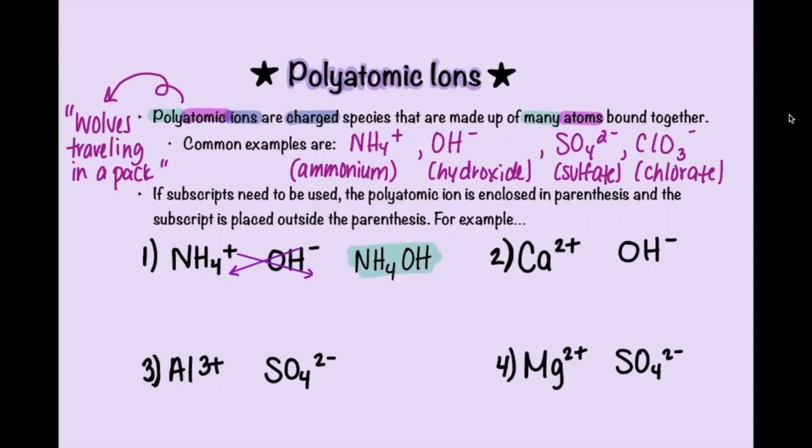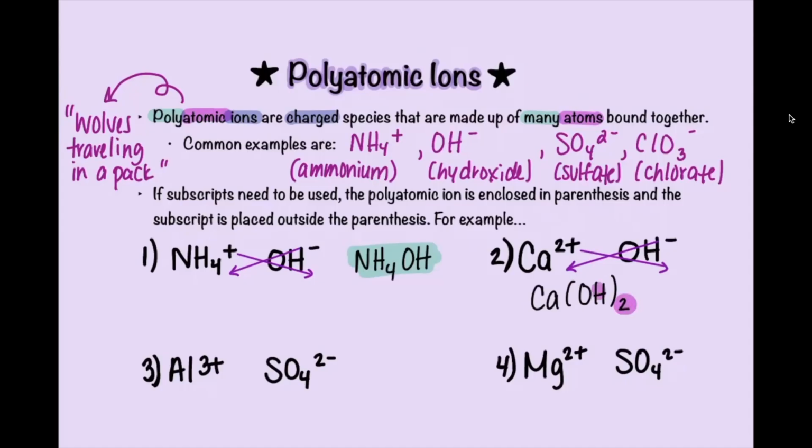Now, what if a polyatomic ion needs a subscript greater than 1? Then you must use parentheses. Remember, like wolves in a pack, you have to keep the ion together. So for example, Ca2 plus and OH negative. When you cross the charges, you have to write Ca, parentheses, OH, with a 2 on the outside. The 2 tells me that I have 2 hydroxide ions present.